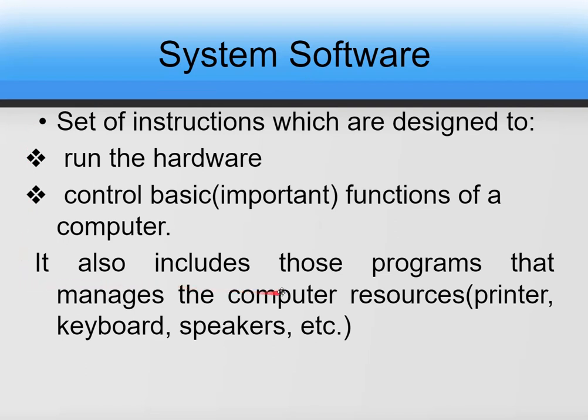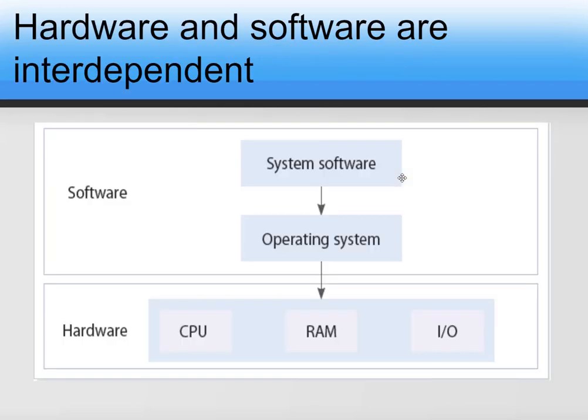It also reads that it includes those programs that manage the computer resources, that is printer, keyboard, speakers, etc. Which means that apart from handling the working of the computer, the system software also makes sure that all the devices connected to the computer are working properly or not. We have seen how system software is taking care of the various devices. So that means there is interconnectivity between hardware and software. In this slide we will learn how hardware and software are interdependent. Interdependent means depending on each other, right?